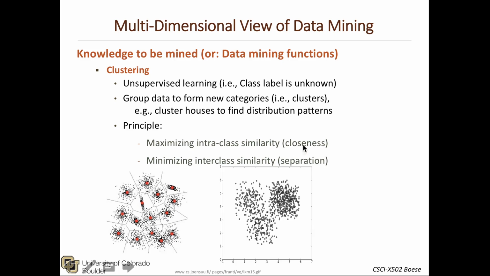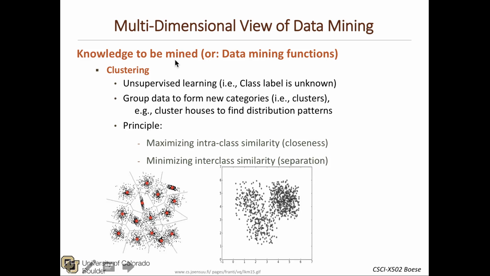For clustering, this is considered unsupervised learning. Here we don't have a class label. So we're not trying to label whether they bought a computer or not, or whether they're pregnant or not. We're just trying to group data that are similar. And so we create these clusters based on similarity.